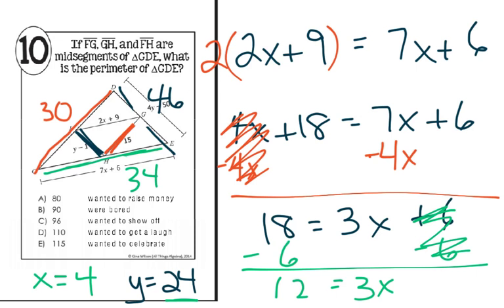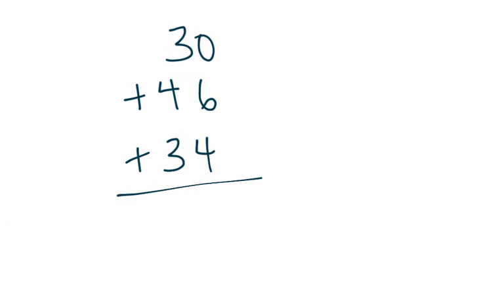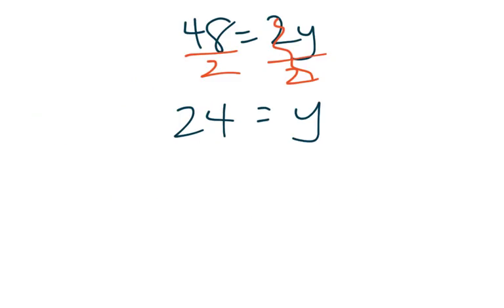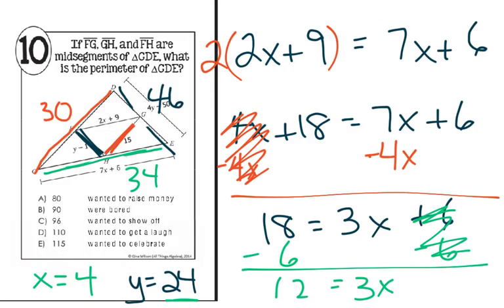So now we have all of the lengths of the sides of the triangle. So we're just going to add those up. 30 plus 46 plus 34. Well, this will be 10, carry the 1. And then I have 6 plus 4 is 10, plus 1 more is 11. So I should get 110. Let's see if our answer is there.